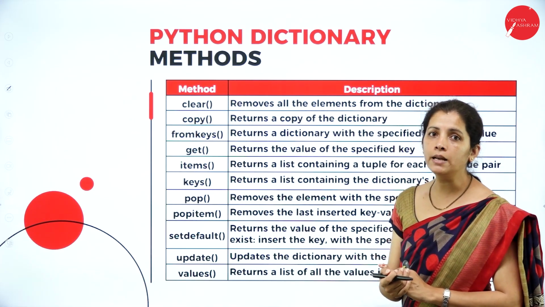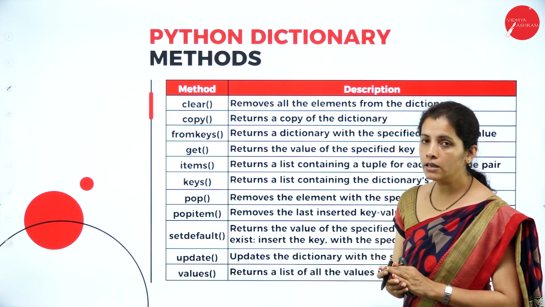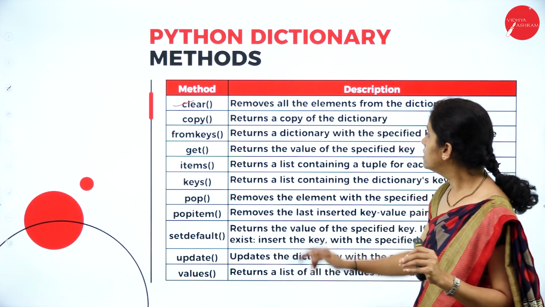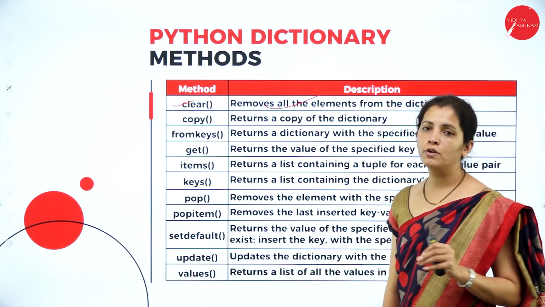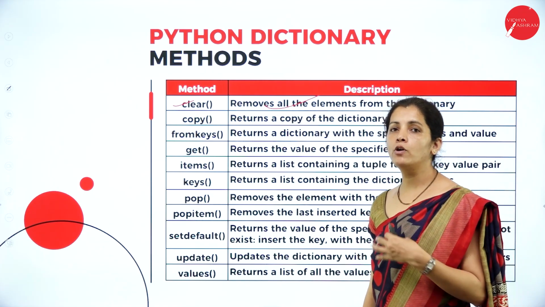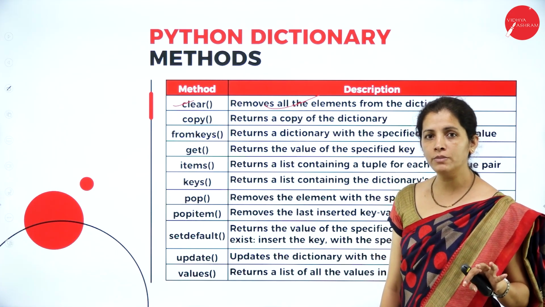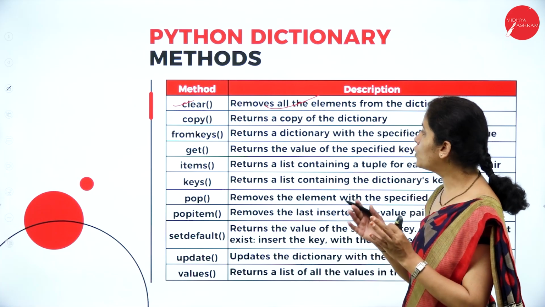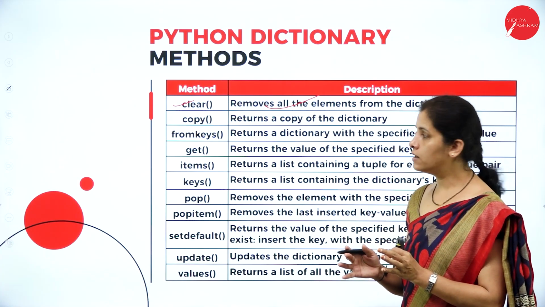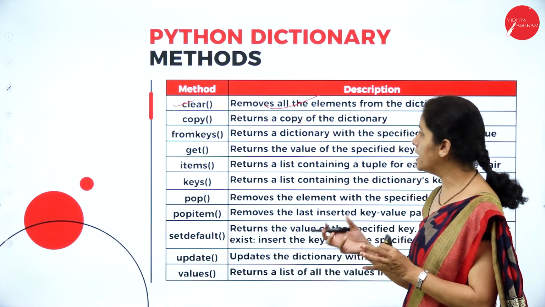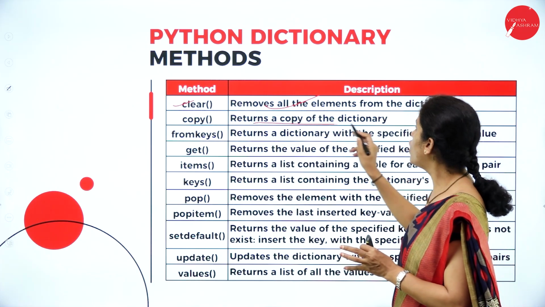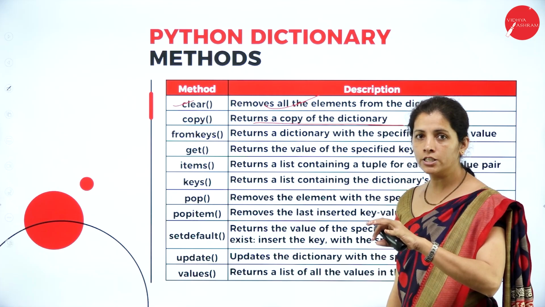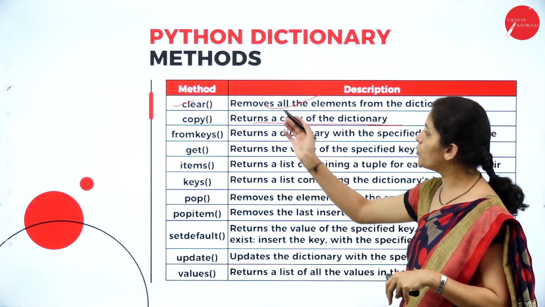Okay, these are certain methods that fall under dictionary. First, clear. What is clear? It removes all the elements from the dictionary. There are times I want to remove all the elements from the dictionary, then I'll go with clear. Copy. I want to copy the dictionary element. It returns a copy of the dictionary. So if I want to copy a dictionary, then I'll go with the copy method.